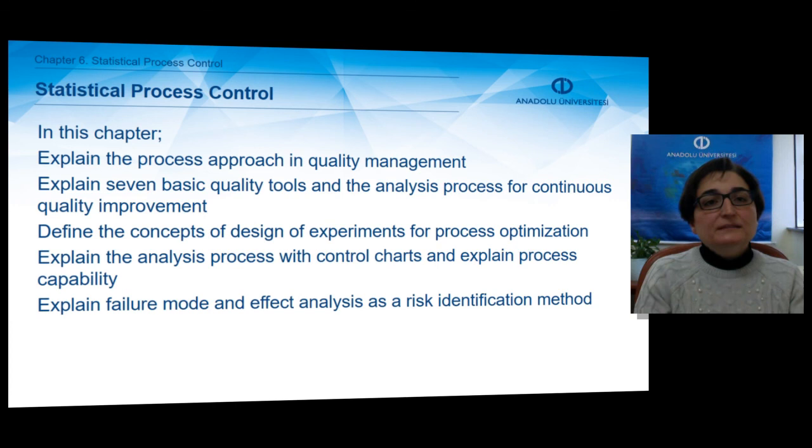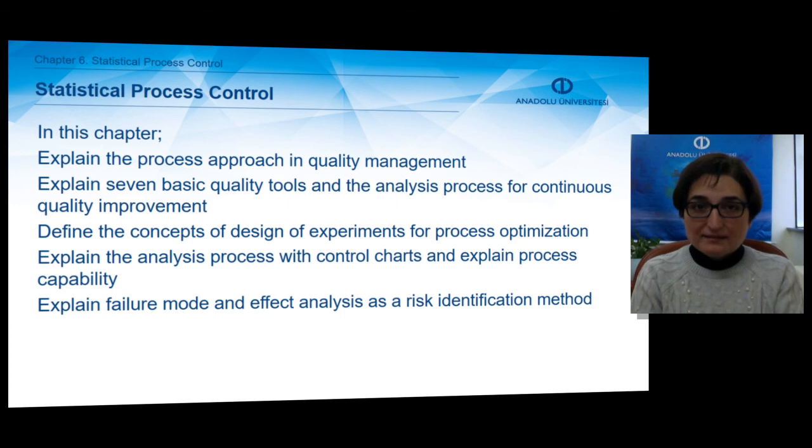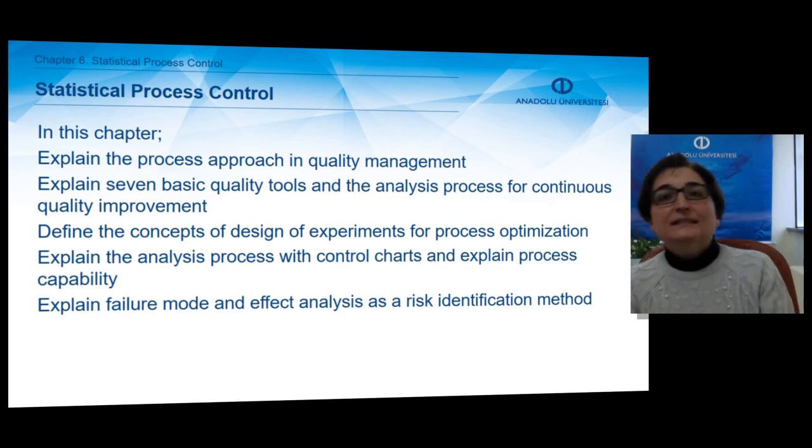In this chapter, we explained the process approach in quality management, explained 7 basic quality tools and analysis processes, defined the concepts of design of experiments for process optimization, explained the analysis processes with control charts, and at the end of it explained failure mode and effects analysis as a risk identification method. See you in the next chapter.